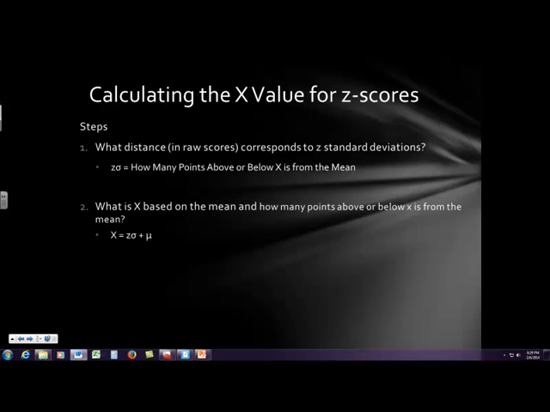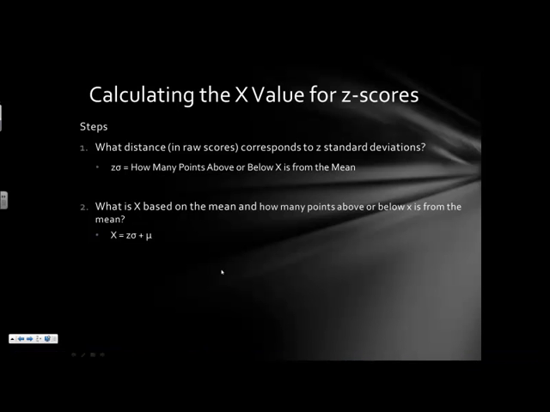So not only is it important for you to know how to calculate z-scores based on x values, but it's also really important that you know how to calculate x values for z-scores. So you need to know how to look at the z-score, the mean and the standard deviation, and figure out what x value that z-score pertains to. So there's two steps for doing this.